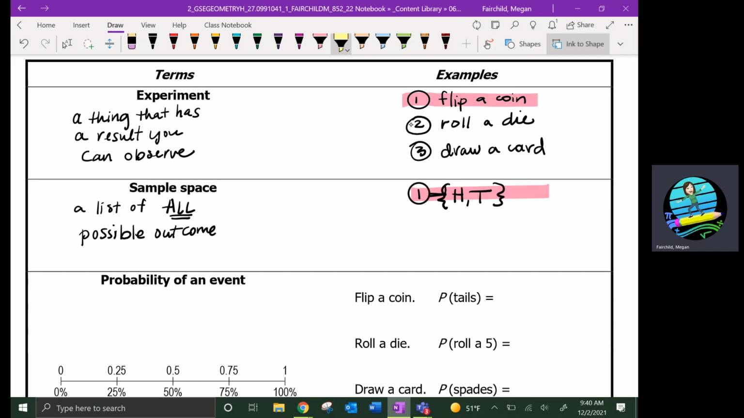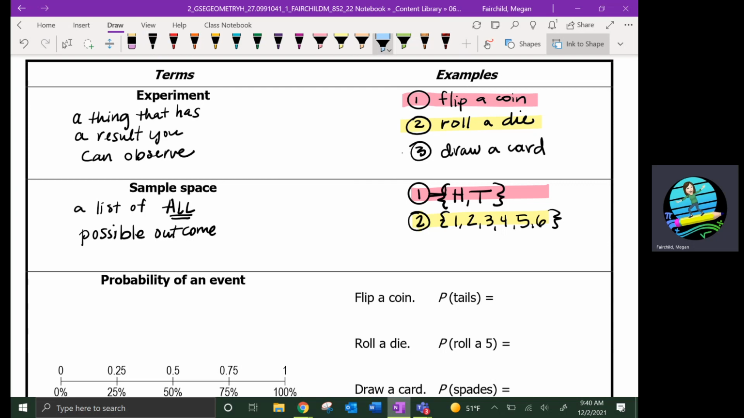Second one is rolling a die. What are all the possible outcomes when I roll a die? 1 through 6. Right, 1 through 6. So I list 1, 2, 3, 4, 5, 6. That's what I would list for my sample space.